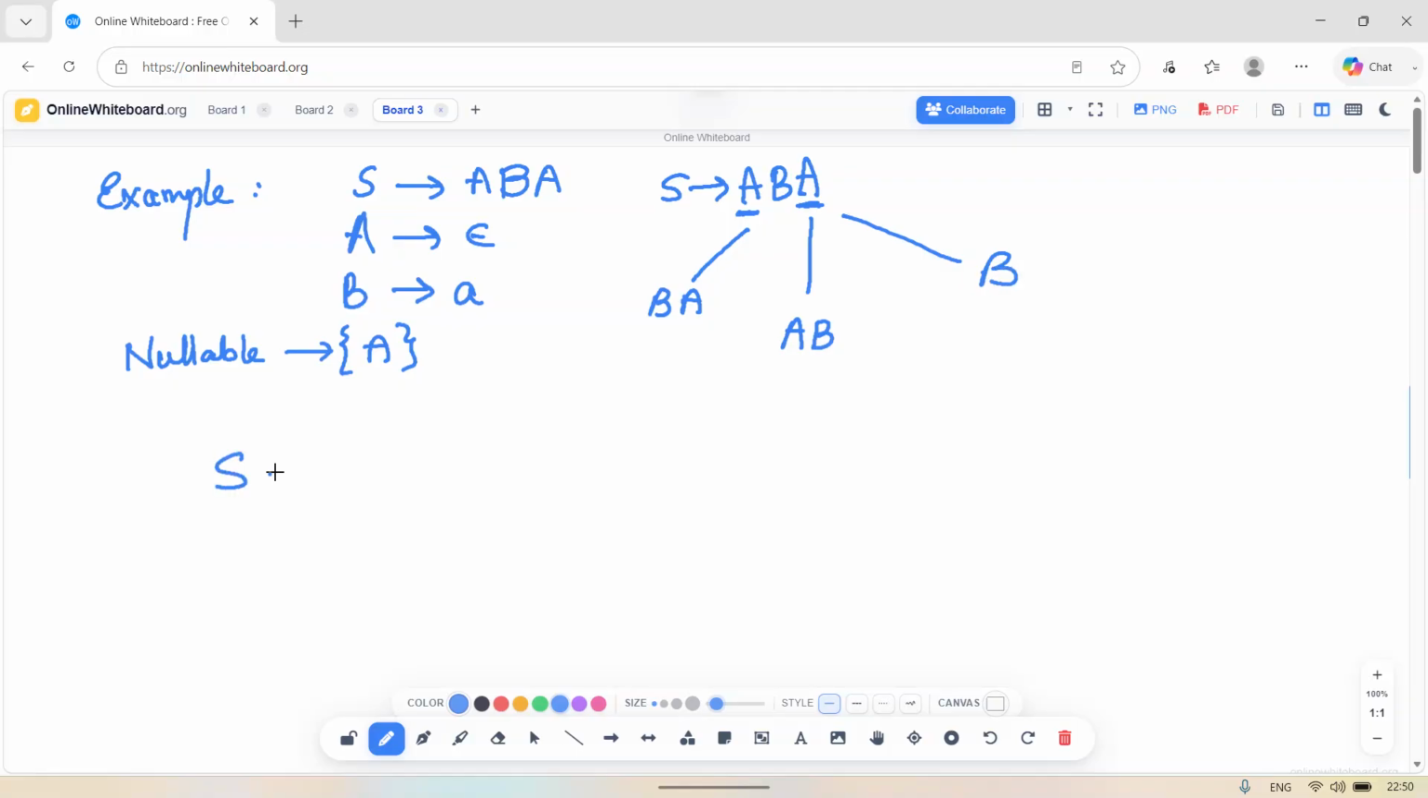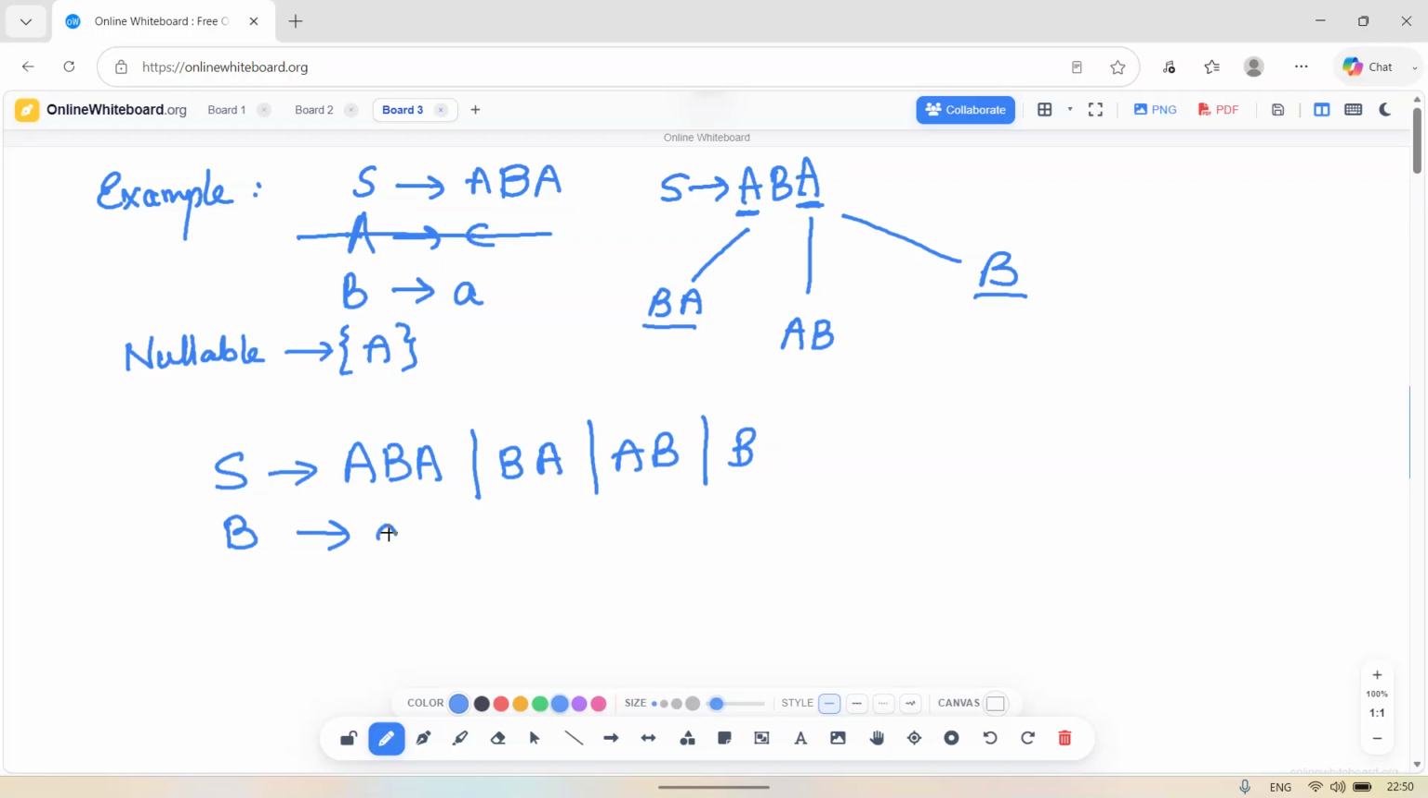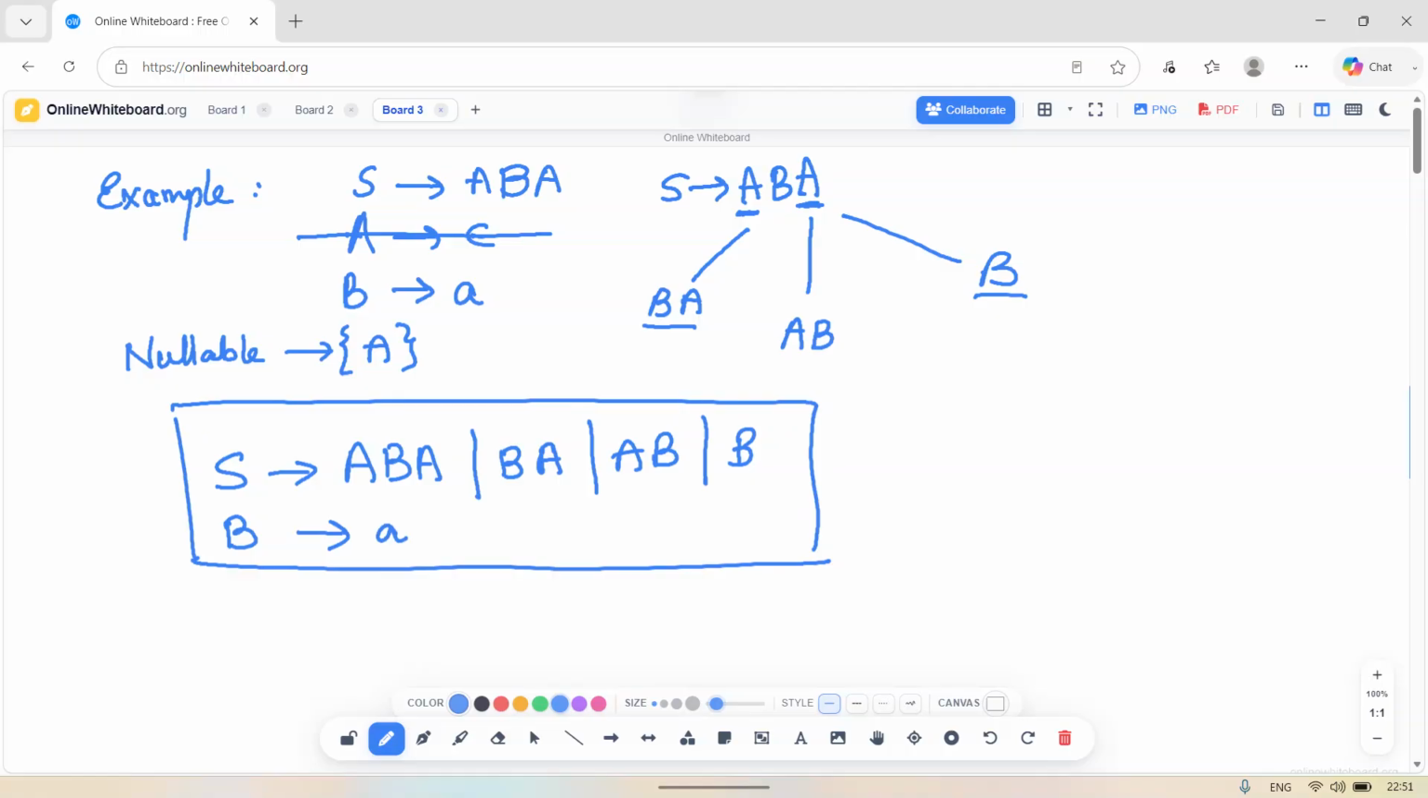So my S production will now become, I have originally ABA, to which I'm adding BA. I'm also adding AB, and I'll also be adding single B. All these are obtained by replacing every occurrence of A with epsilon. Next, A derives epsilon, this we are not considering. And finally, you have B derives A. So this is the final answer after eliminating epsilon productions.